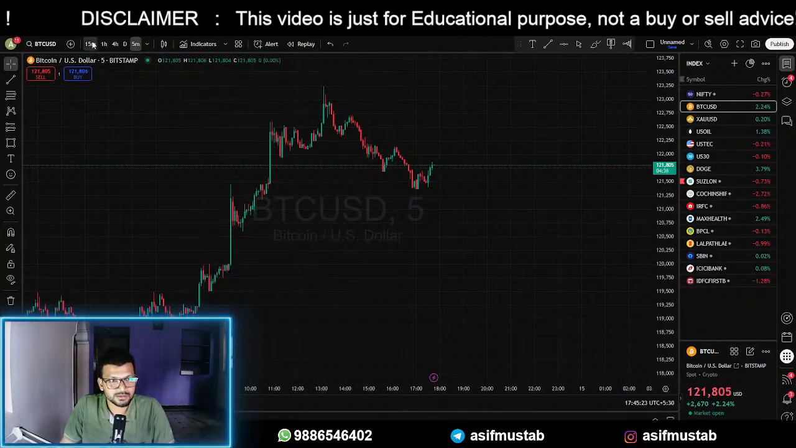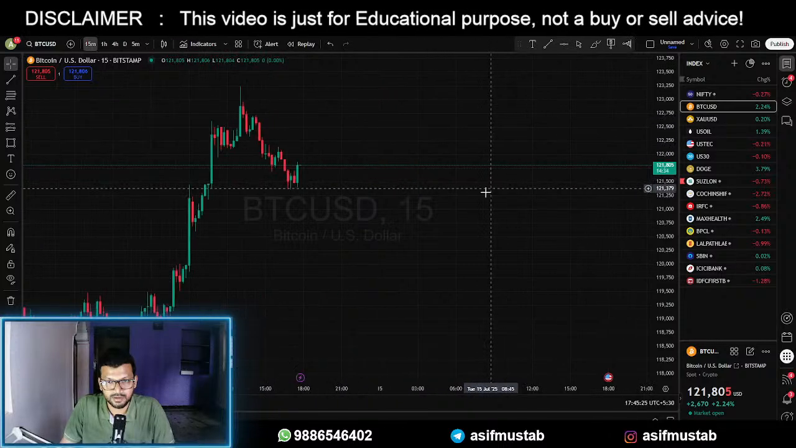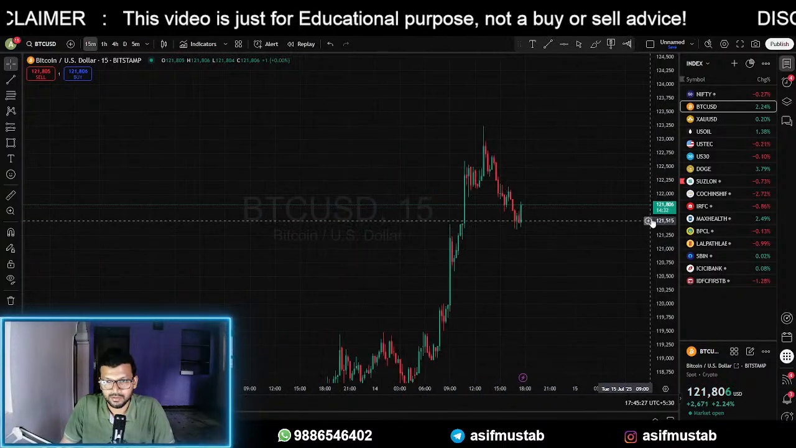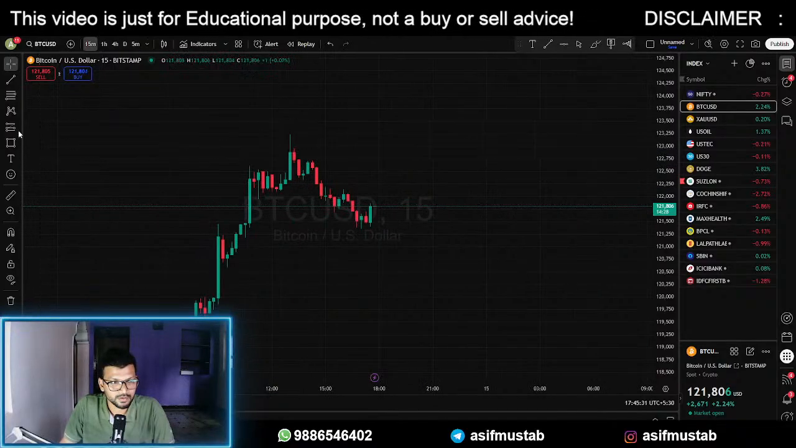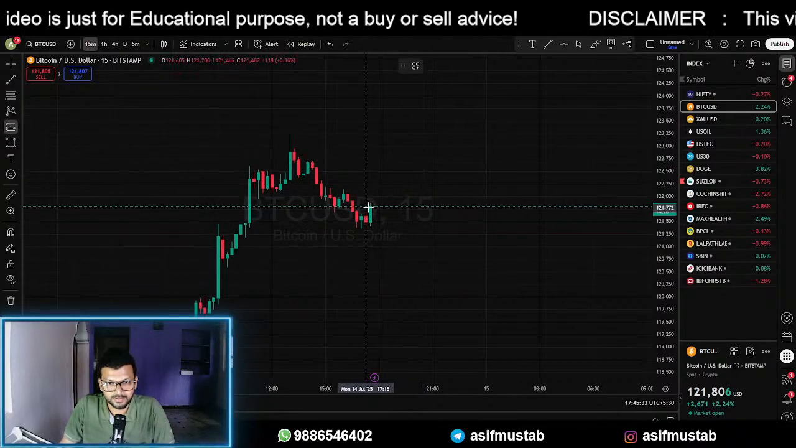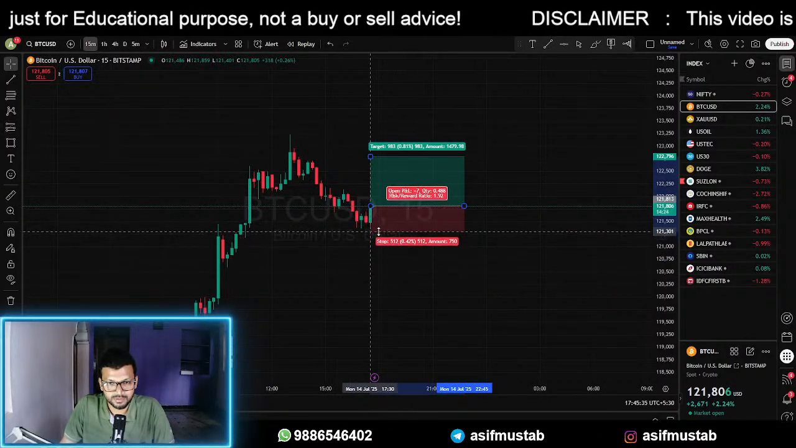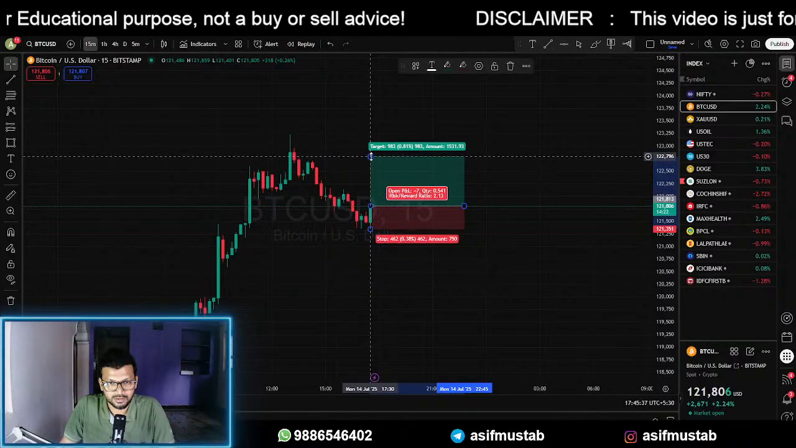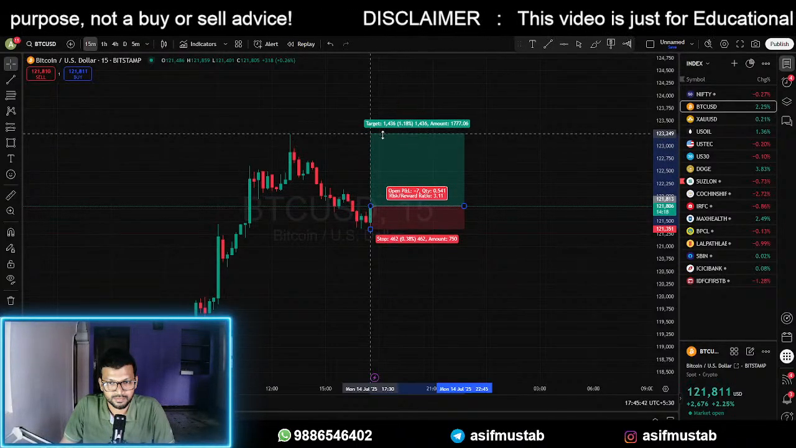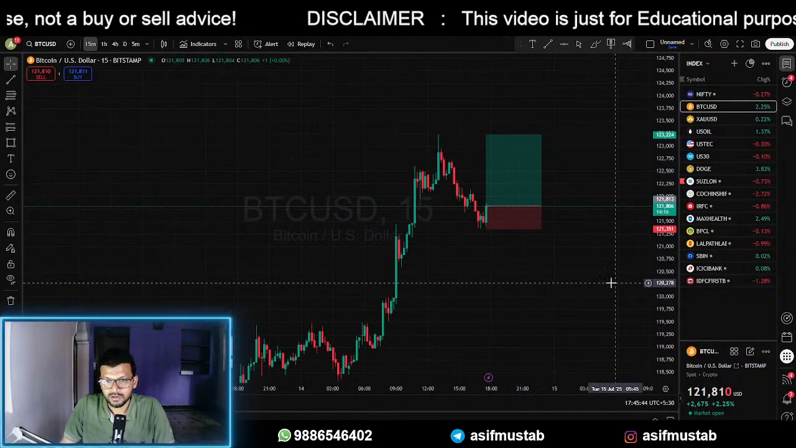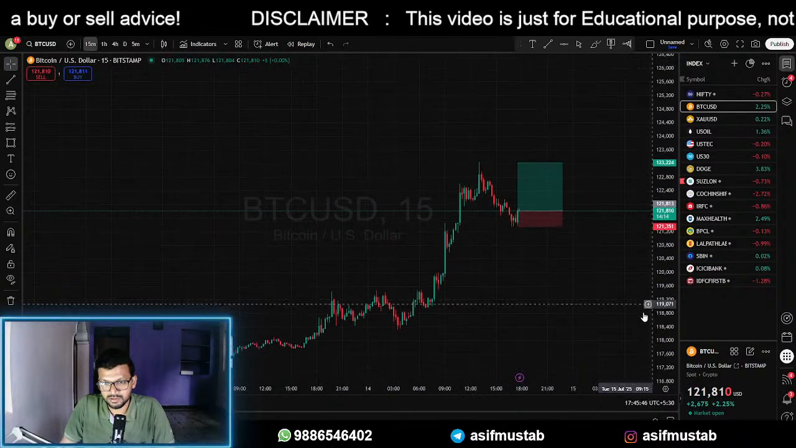And yes, in BTC we are getting an entry. We can enter here in the 15 minutes chart, and this must be our SL, and we can take 1 is to 3. This is the 15 minutes time frame.